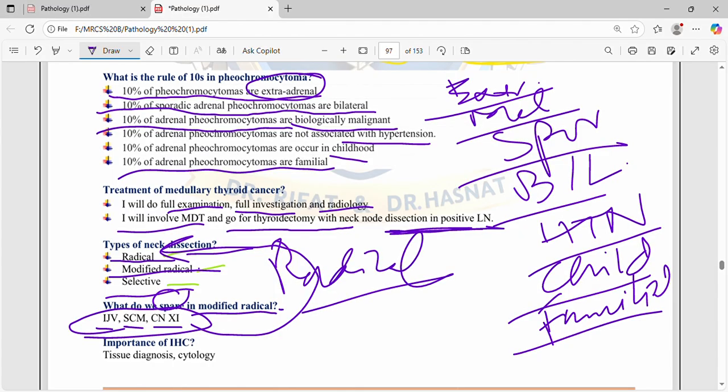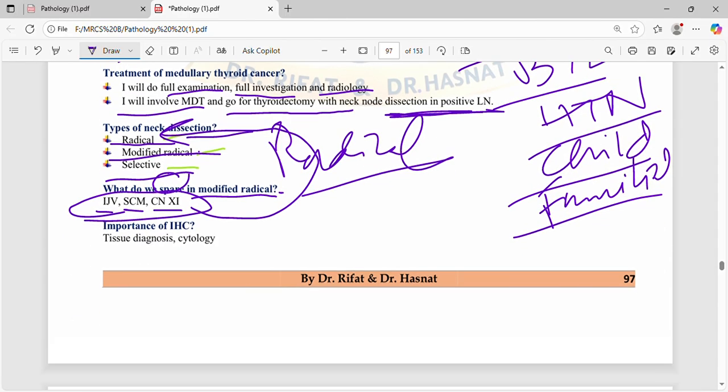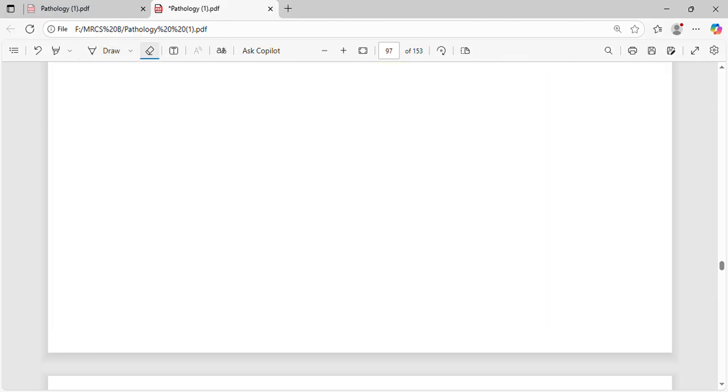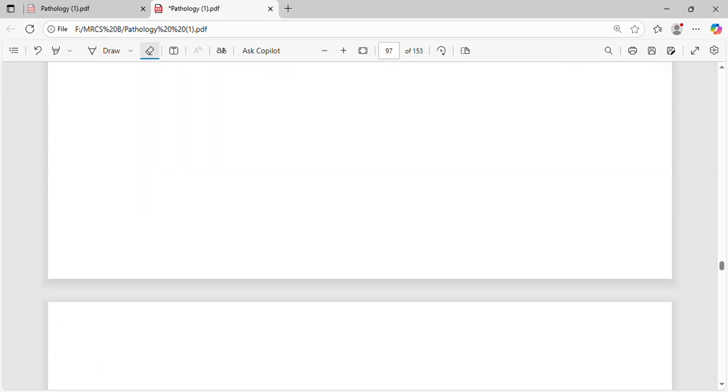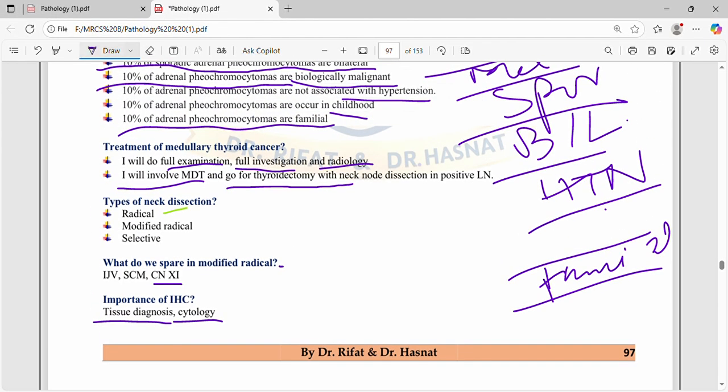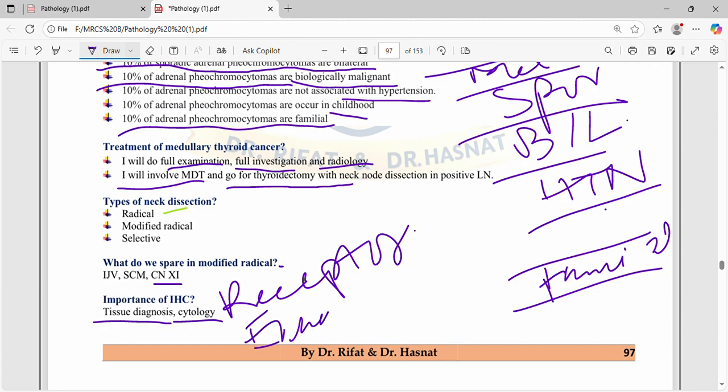Importance of immunohistochemistry. Immunohistochemistry gives you tissue diagnosis, cytology, as well as tissue receptors. Let me clear it. I'm going to write something very important for you. It gives you receptor evaluation, because receptor evaluation is very important. We know this in breast cancer. Receptor evaluation, quantification, and types. So this is all about MEN syndrome.